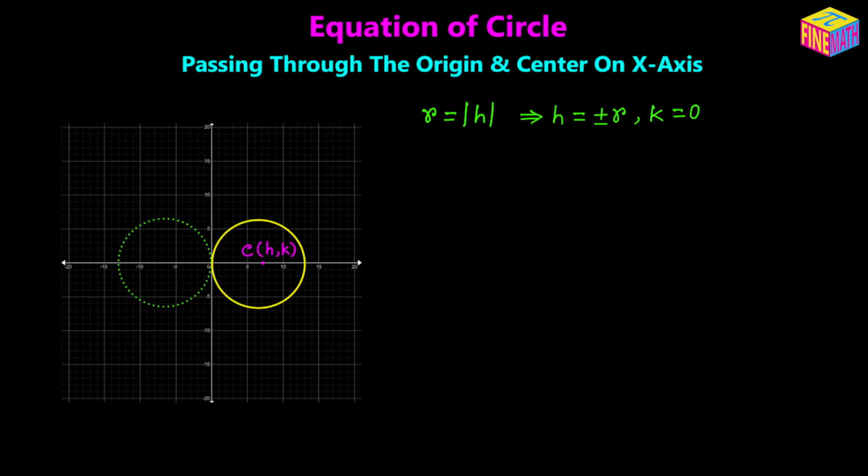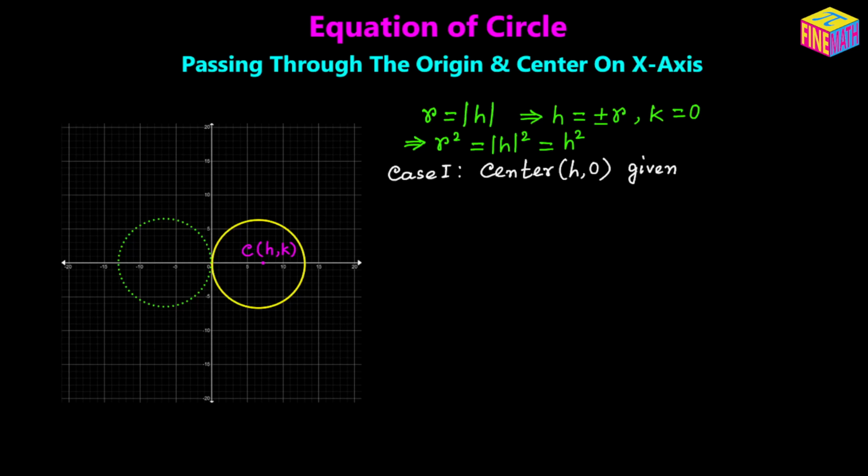And from here we can say that h will be equal to plus or minus r, and obviously k will be equal to 0 because the center is on the x-axis. So the y coordinate of the center will be 0. And from here we can say r squared will be equal to h squared. Now we are going to look at the two different scenarios. Let's look at the first scenario where we have been given the coordinates of the center.